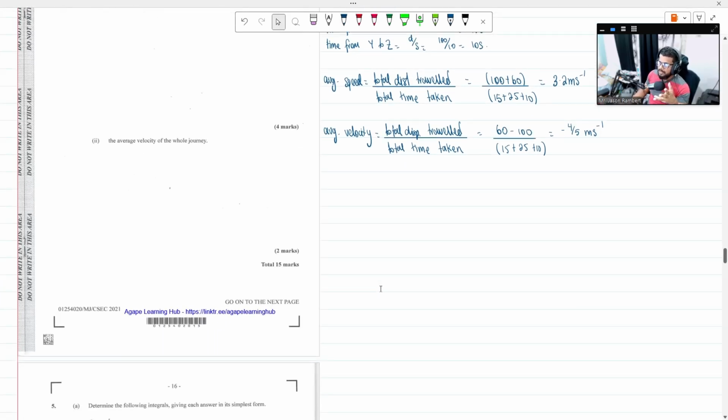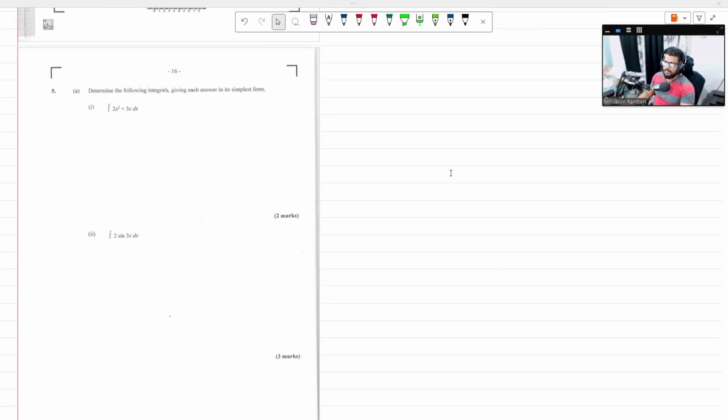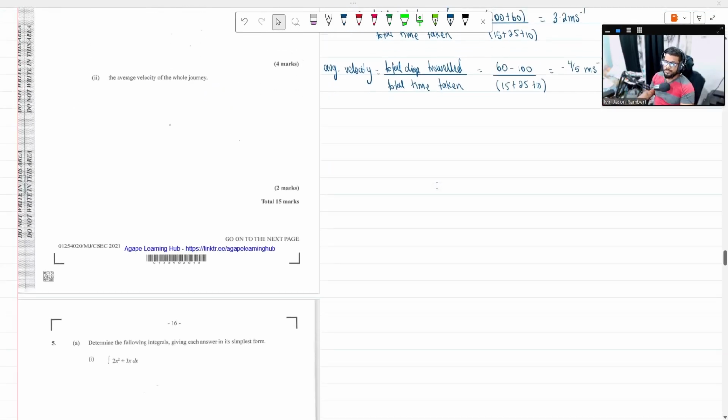Now that I mean the man reversing. All right. That's it for number 4. All right, so negative velocity just means he's going in the opposite direction.